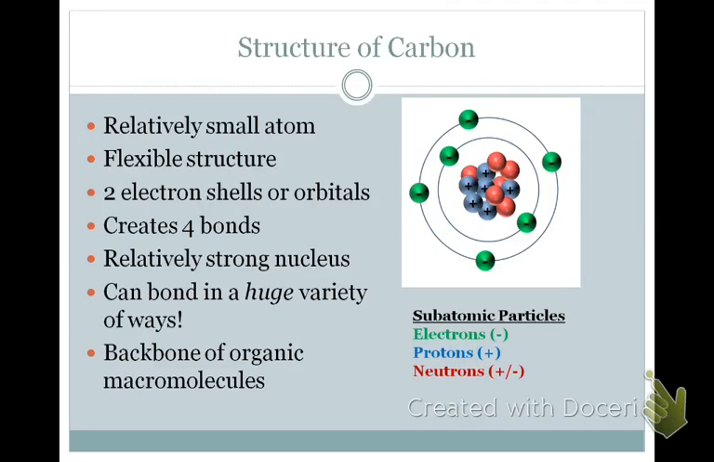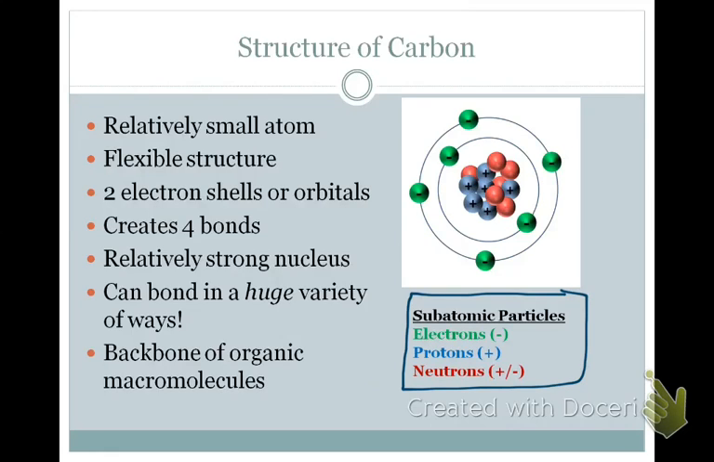So first we have our structure of carbon. Carbon is a relatively small atom. It has 6 protons, 6 neutrons, 6 electrons. It has a little chart down here for you to look at.